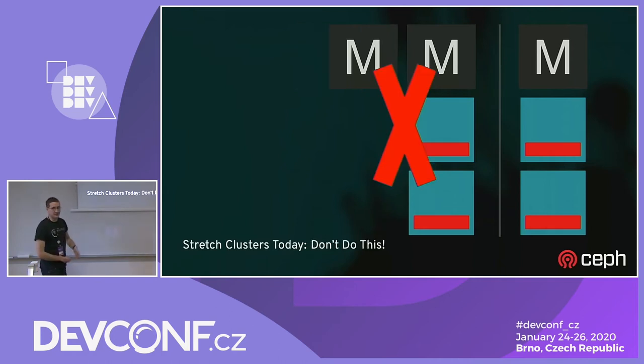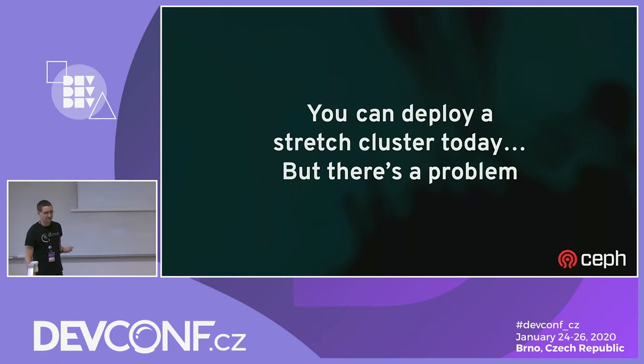And you might ask why you don't just run your monitors in two data centers. And the answer is because the monitors are consensus driven. In order to make any change to the cluster, you need more than half of your monitors to agree to it. So if you have two monitors in one data center and one in the other, and you lose the data center with two monitors, that guy can't do anything. You'd have to have an administrator come in and do a lot of manual surgery to make the cluster come back alive and start doing useful things again.